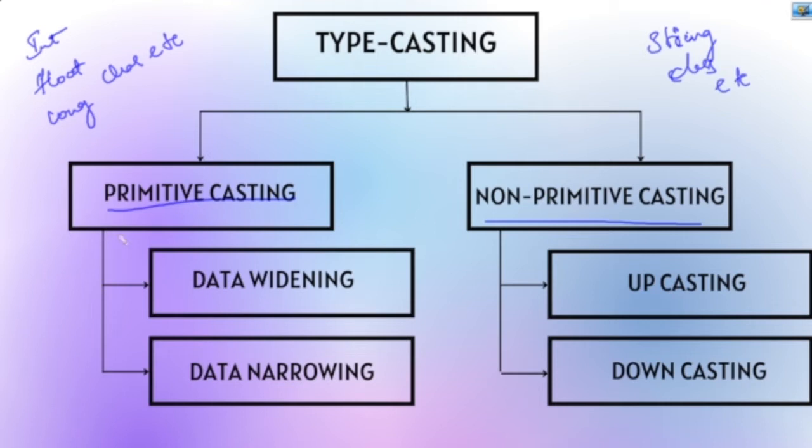Now when you convert the primitive data types, you have two things: data widening and data narrowing. And when you convert the non-primitive data types, you have upcasting and downcasting. So let us understand these in more detail.